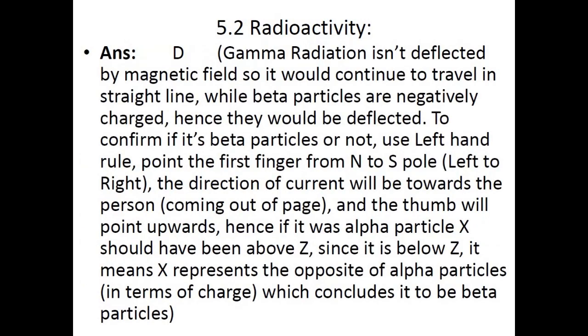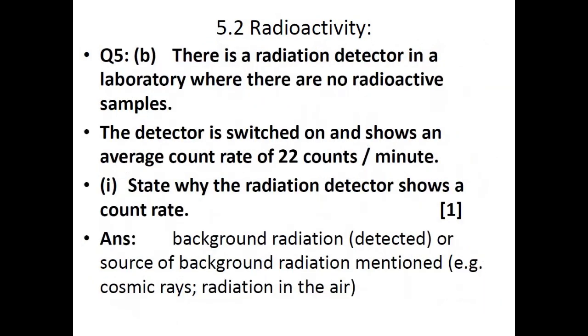You can simply pause the video and read this explanation as well. This is just what I've explained. There is a radiation detector in a laboratory where there are no radioactive samples. The detector is switched on and shows an average count rate of 22 counts per minute. State why the radiation detector shows this. Because this is the background count or the background radiation.